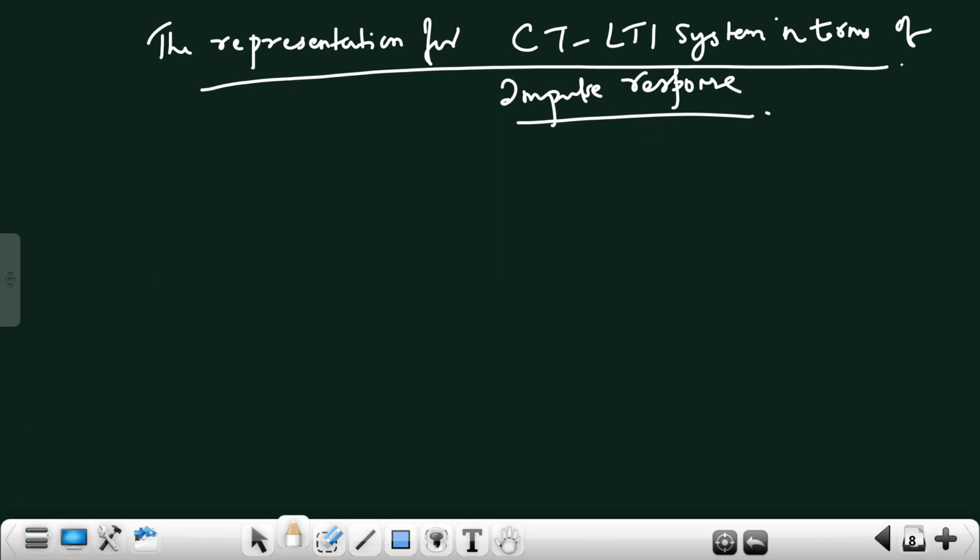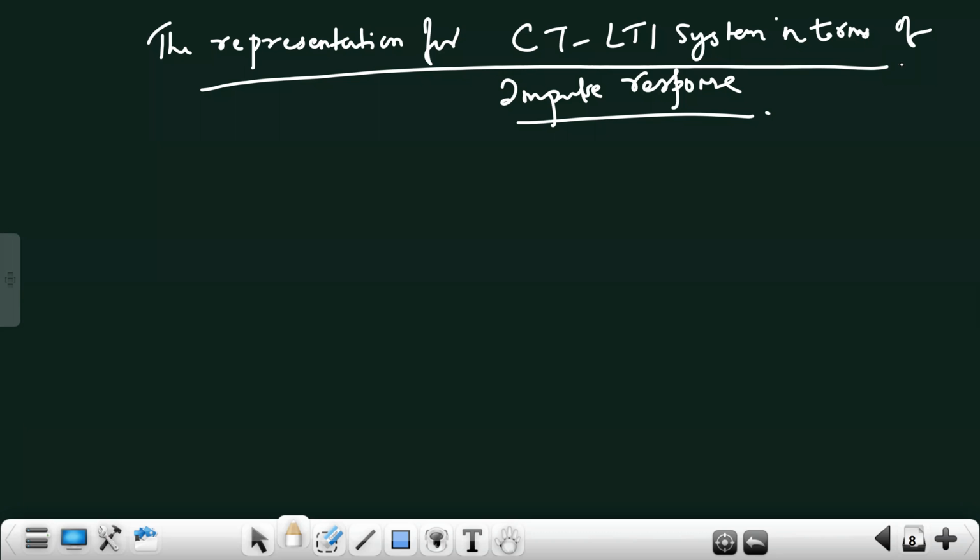Representation means how we are going to find the output of a continuous time LTI system. What do you mean by LTI system? That was a question for your series CIE exam. What is LTI system? Linear time invariant system, which is satisfying linearity and time invariance. That is called as LTI system.